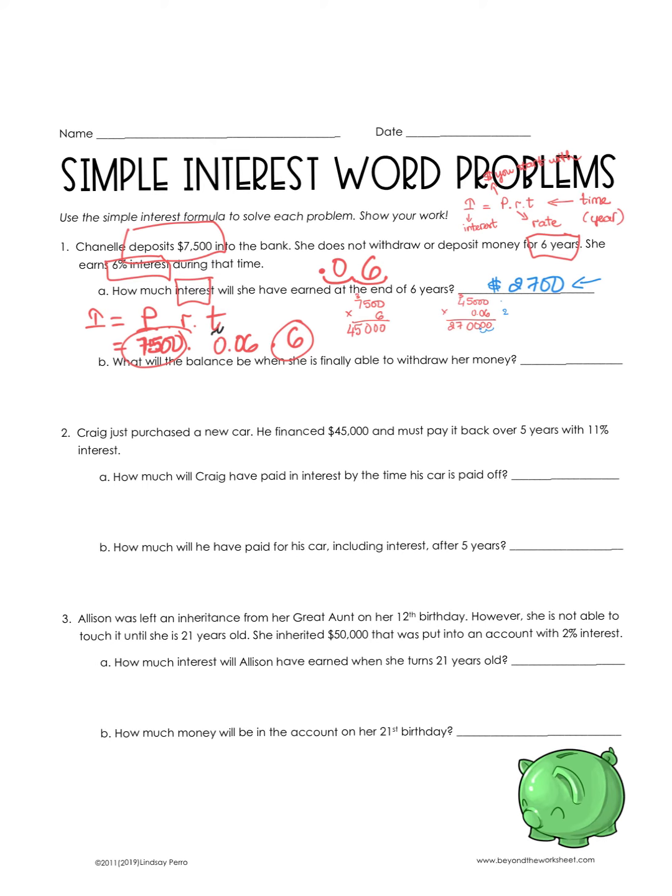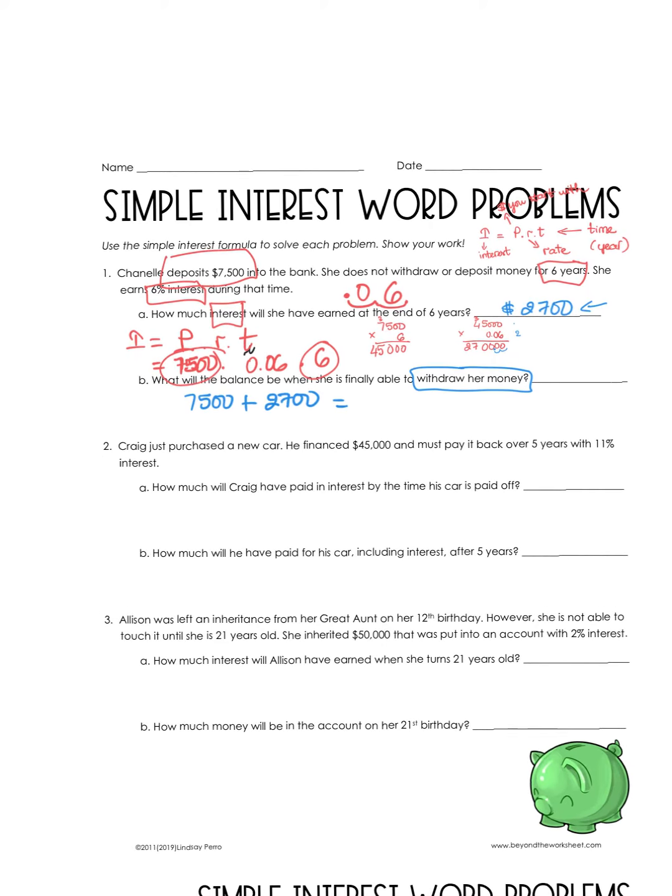Okay, B, what is the balance when she is finally able to withdraw her money. So if she withdraws everything, she's going to withdraw that 7,500 that she deposited and the interest that she earned. So we're going to add those two numbers up. Okay, so you can line them up and add them up.